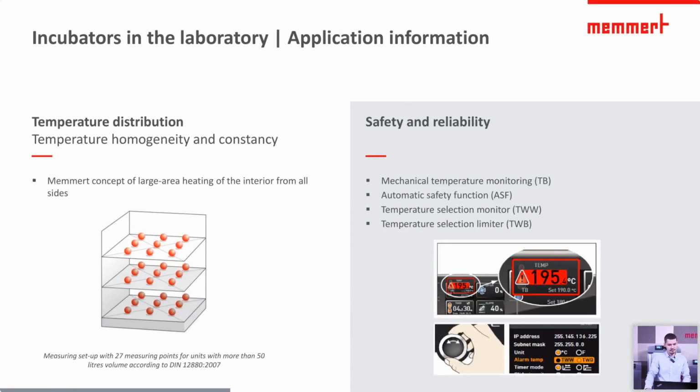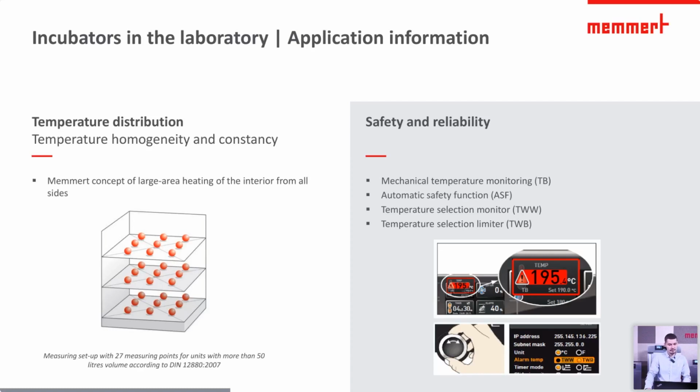Now to the application information. The uniformity and consistency of temperature is guaranteed by a large area all around interior heating concept and a heating system developed at Memmert. The correct distribution in the interior is tested in our test field using a 27-point measurement in accordance with DIN, as you can see in the picture on the left. The 27 points are divided into 3 levels with 9 points on each level.